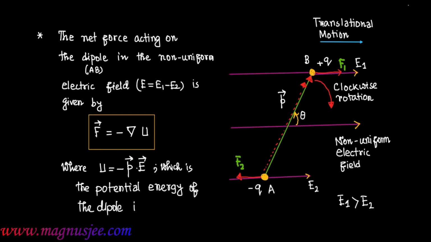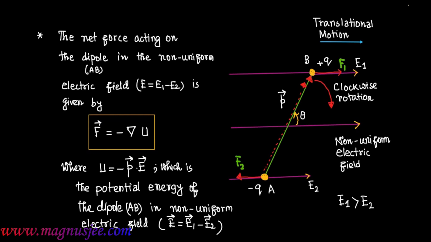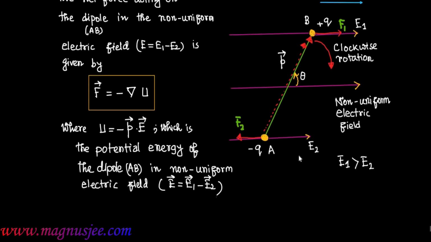U equals minus vector P dot vector E is the potential energy of the dipole AB in a non-uniform electric field. In this case, this non-uniform electric field is actually an increasing electric field. Non-uniform electric field, where the difference vector is E equals vector E1 minus vector E2.